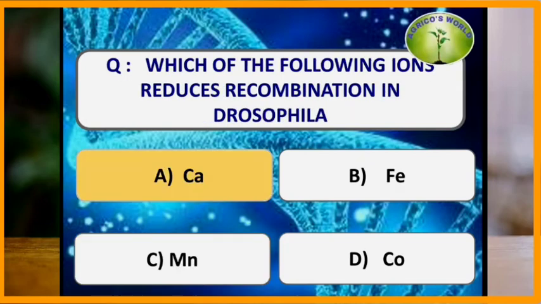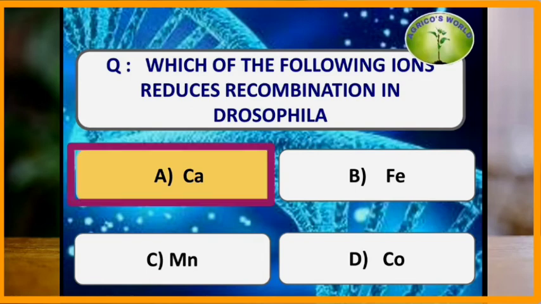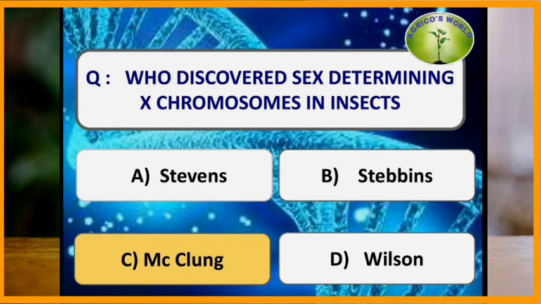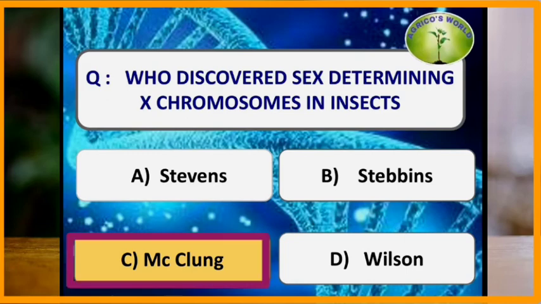Which of the following ions reduces the recombination in Drosophila? The presence of calcium and magnesium ions reduces the recombination in Drosophila. Who discovered the sex-determining X chromosomes in insects? The sex-determining X chromosomes in insects were determined by McClung, whereas the sex chromosomes of both male and female in humans were discovered by Wilson and Stevens.